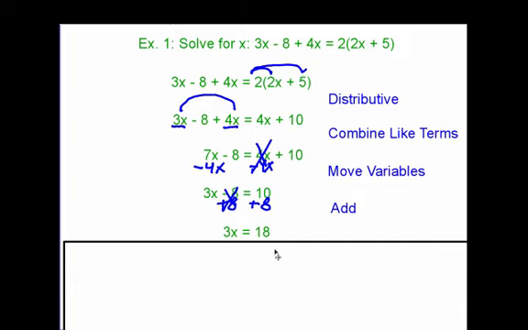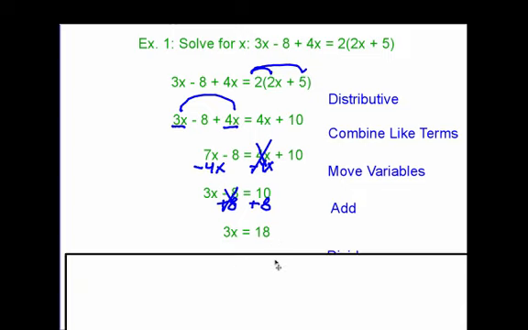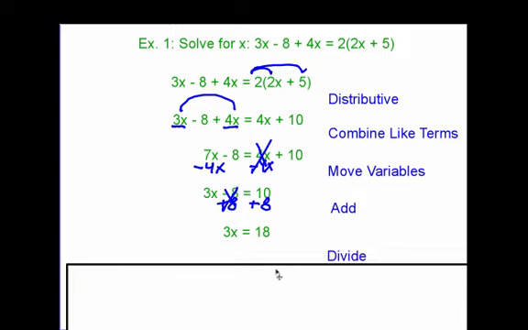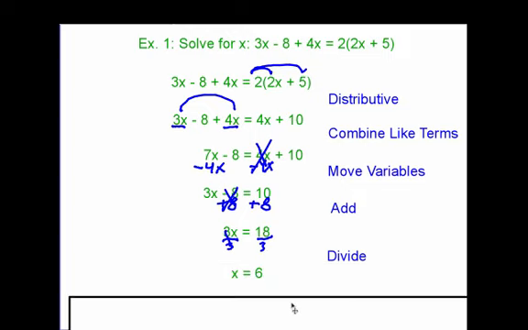So my last step now, I've got 3 times x equals 18. I want to get x by itself, so my last step is just to divide. So I divide by 3 on this side, divide by 3 on the right side. 3 divided by 3 is just 1, so they cancel. And 18 divided by 3 is 6. So the answer I come to is x equals 6.